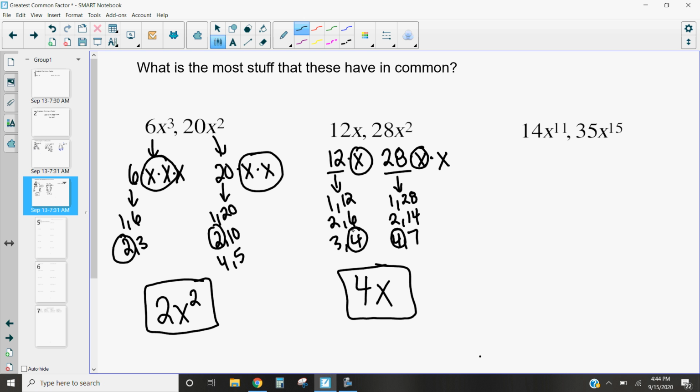Now we can do the same thing here. I'm not going to write out all of my x's. Notice how there are 11 x's here and 15 here. The number of x's we can pull out is always going to be equal to the least number. So in this case, it's going to be 11. So I can pull out 11 x's here. And then I need to look at what are those factors of 14 and 35 that they might have in common. And I want to pull out the greatest one. So the factors of 14 are 1 and 14 and 2 and 7. The factors of 35 are 1 and 35 and 5 and 7. So 7 is my greatest common factor.